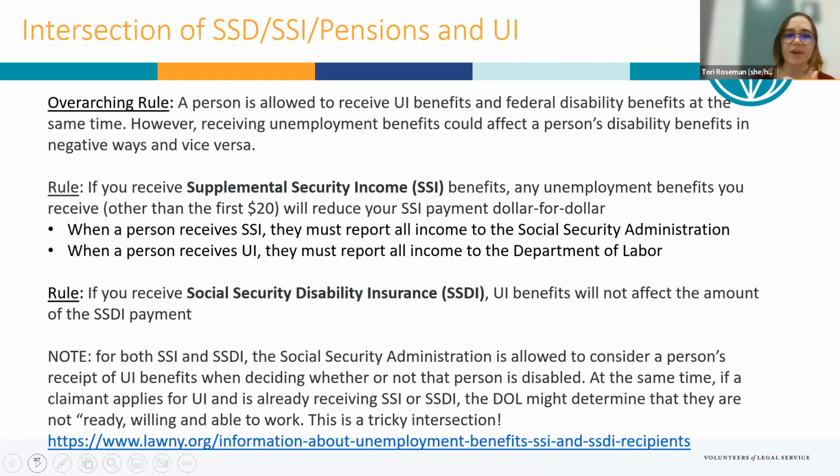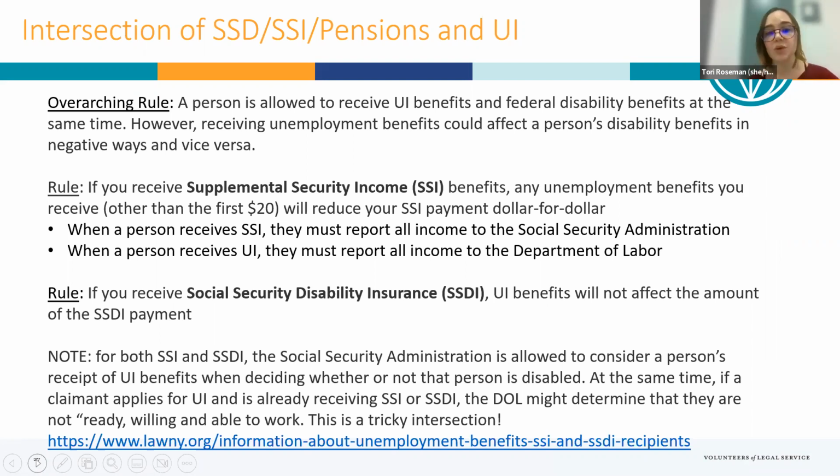And then just briefly, there is an intersection between Social Security, disability, and pensions. It's not on here, but severance as well. There are other factors that may impact someone's ability to collect unemployment insurance. So what are the rules? A person is allowed to receive unemployment insurance benefits and federal disability benefits at the same time. However, they may impact each other negatively.